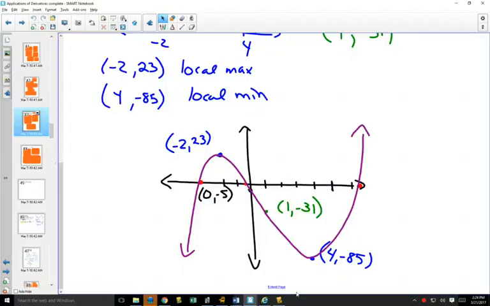This (0, -5) is not the x-intercept. That's your y-intercept there. Those red points that are x-intercepts, you would need to use your graphing calculator to find them. This isn't one that is easy to factor.